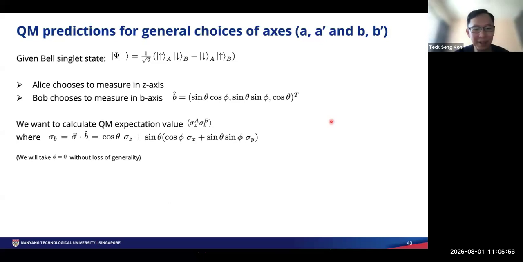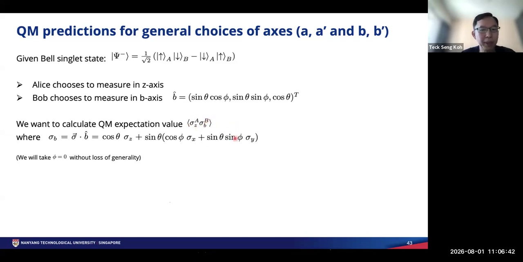So what is science? Science is an empirical view of the world, so settle these arguments with an experiment. Take the same state. Alice chooses to measure in the Z basis, Bob measures in some other angle B basis. I use the spin S notation; now I use sigma, but it just means spin. We want to calculate from quantum mechanics the expectation value of spin in the Z direction for Alice, spin in the B direction for Bob.